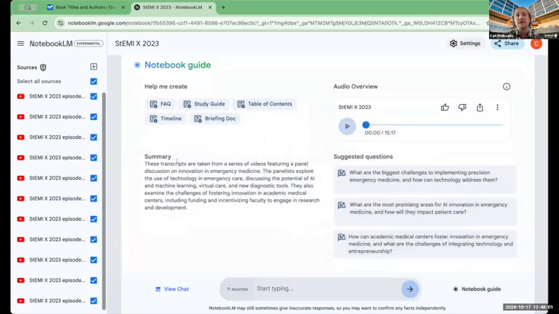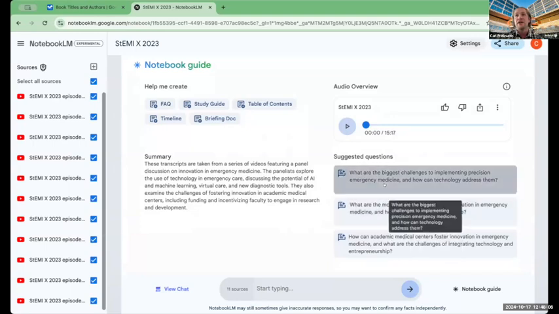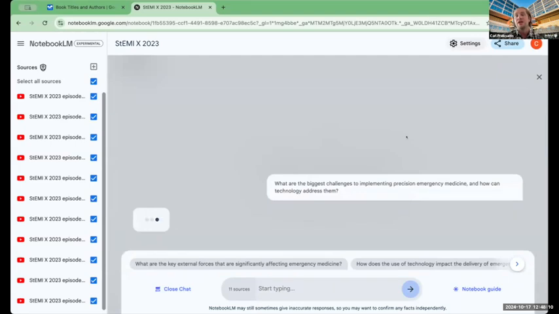So it'll give you a summary of the transcripts, and then you can ask their suggested questions, or you can ask questions based on the content that's in there. So, one of the suggested questions was, what are the biggest challenges to implementing precision emergency medicine?